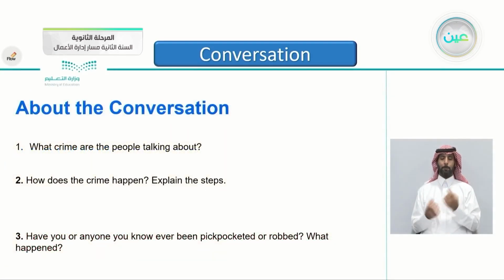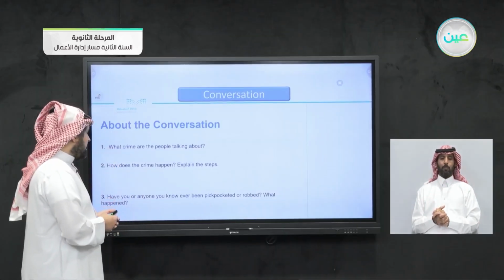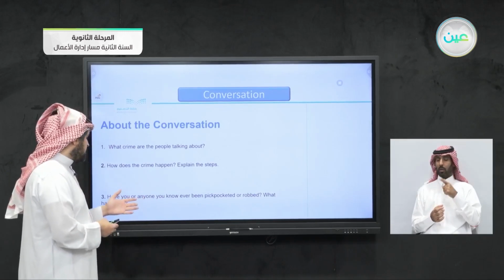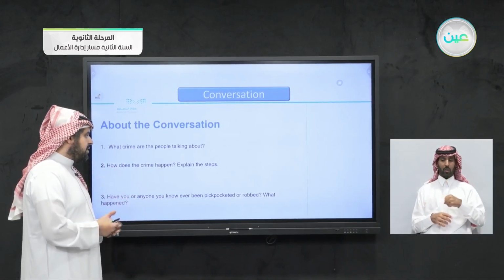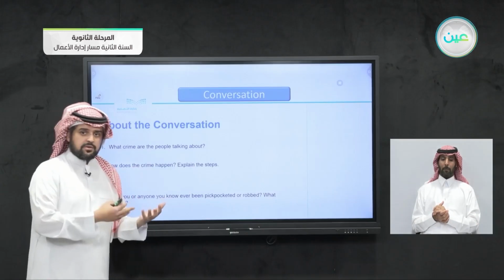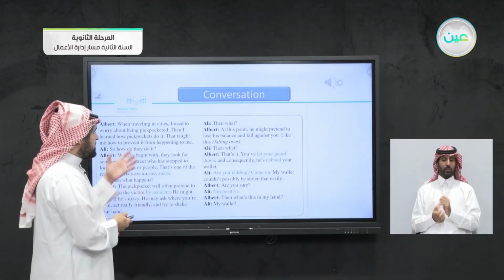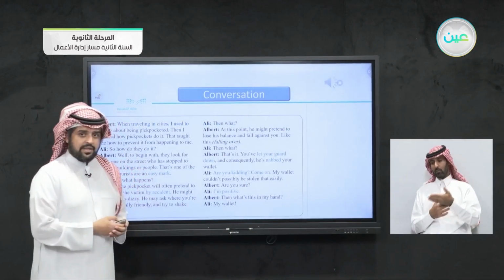About the conversation, we have 3 questions. Let's read them. Then we will listen to the conversation again, and then we will answer these questions. What crime are the people talking about? How does the crime happen? Explain the steps. Have you or anyone you know ever been pickpocketed or robbed? What happened? So let's listen again and try to figure out the answers.